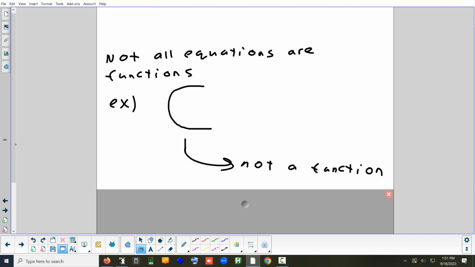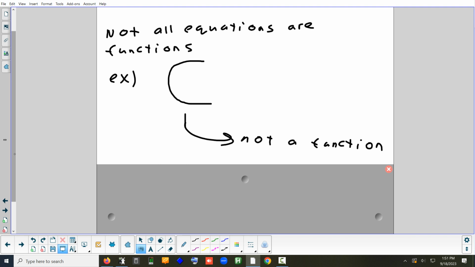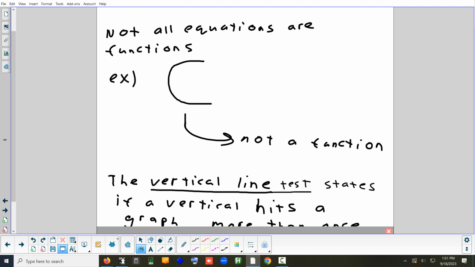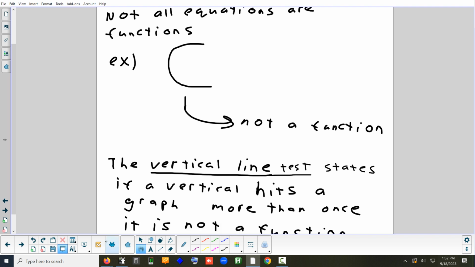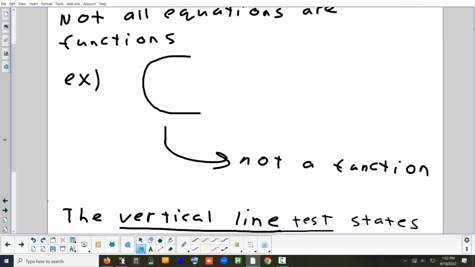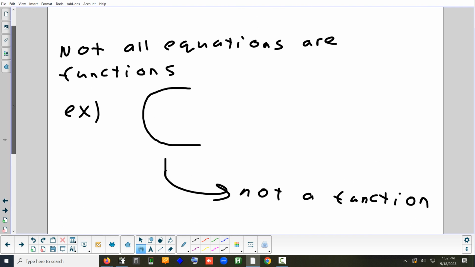All right, we already mentioned this. Not everything is a function. Like this one's not a function because it fails. What was the name of that test again? The vertical line test. Yes. So the vertical line test says that if you can put a vertical line in your graph and it hits it more than once, then your picture is not a function. So not everything that you draw is a function.